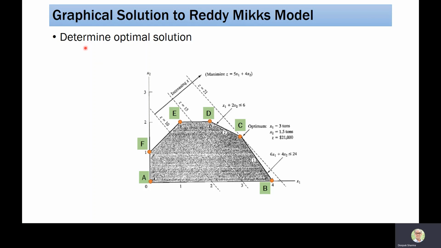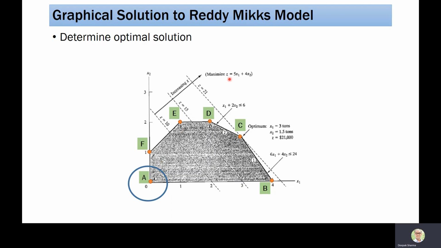The second task is to determine the optimum solution. How can we find it? First, let us take the point O, which is the origin for us. If I take this origin, in this case, x1 and x2 values are 0. So we know that when we put x1 and x2 as 0, our profit z is also 0.